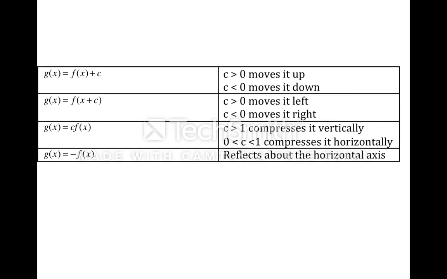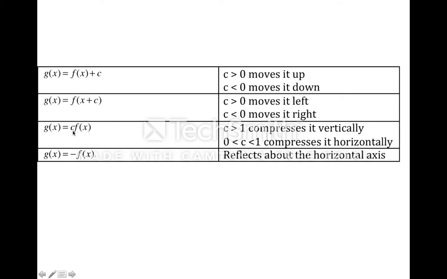So this slide summarizes all 4 transformations. The first 2 transformations are called translations. They move the function. Adding c afterwards moves it up and down, moves it vertically. Adding the constant beforehand moves it horizontally, moves it left and right.